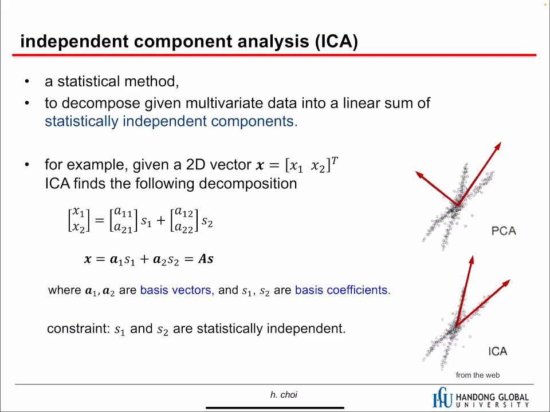Okay, and then ICA is one of the most popular source separation algorithms. It is a statistical method to decompose given multivariate data into a linear sum of statistically independent components. This is important: statistically independent components. So in PCA, we maximize the variance in the projected space. This is the direction that can preserve most of the variance. But in ICA, we are not interested in just the variance. We are interested in statistically independent components.